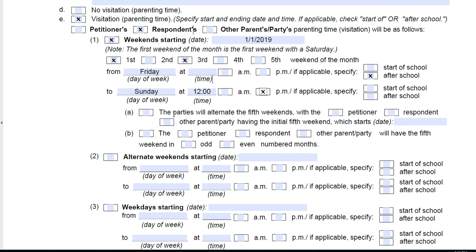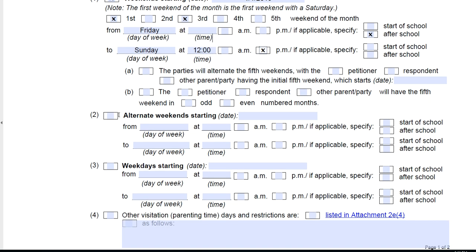You get down here lower, and there are choices that you can alternate the fifth weekend. Like I said, some months have 5 weekends. This gets a little complicated, but it's there for a reason. If this is the schedule that you and the other parent need in order to make things work out, then by all means, mark the boxes that make the most sense to you. Those are your choices. For alternate weekends, it's pretty much the same. You'll fill in the date that the weekend starts and the day the weekend ends. Approximate times, unless you're going with start of school or after school.